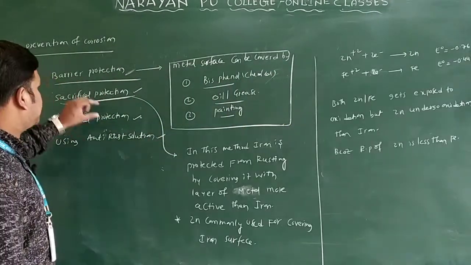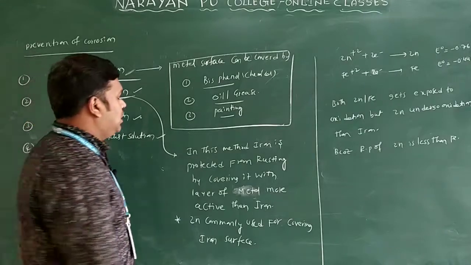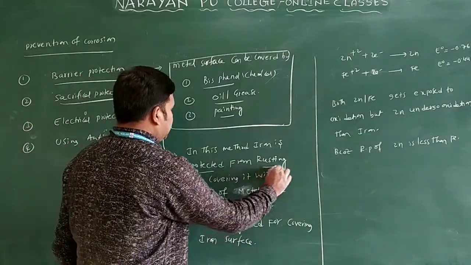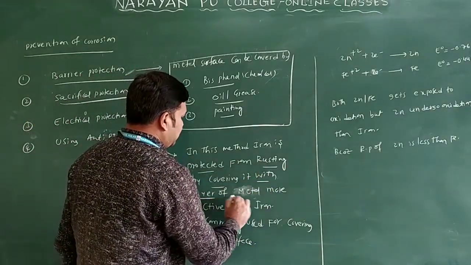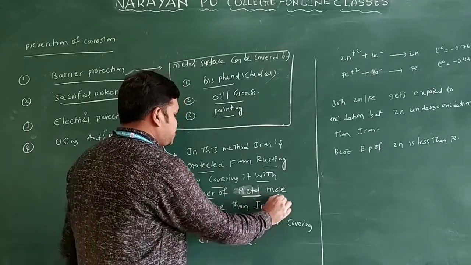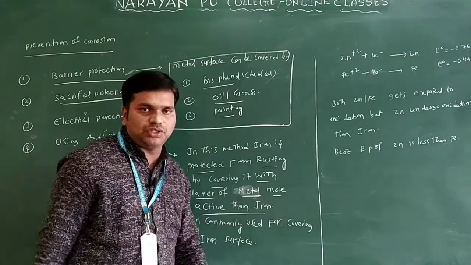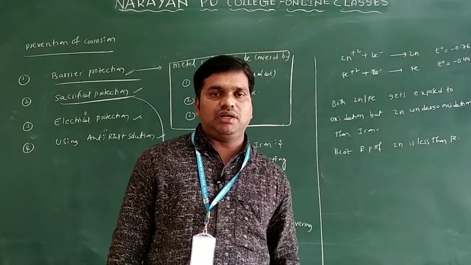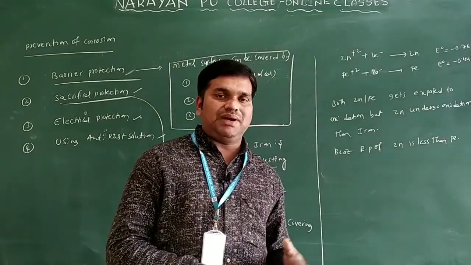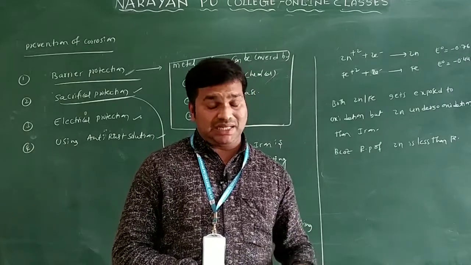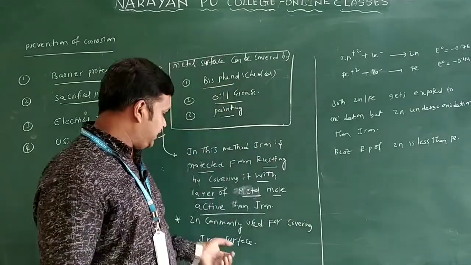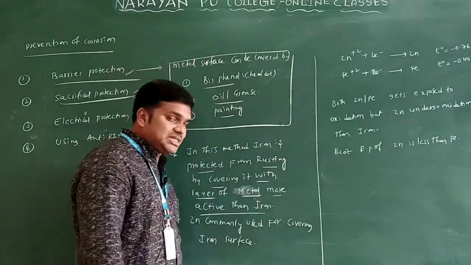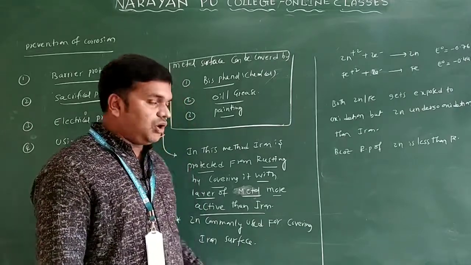So again you can see sacrificial protection. In this method, iron is protected from rusting by covering it with a layer of metal which is more active than iron. I already told you this is called galvanization. It is covering one metal with another metal. So we are using zinc for covering the iron surface.